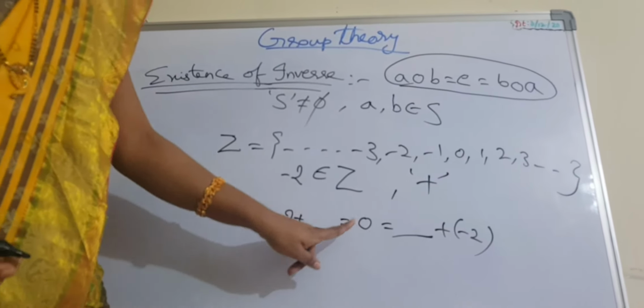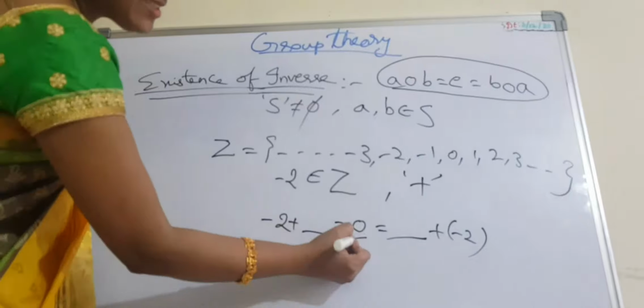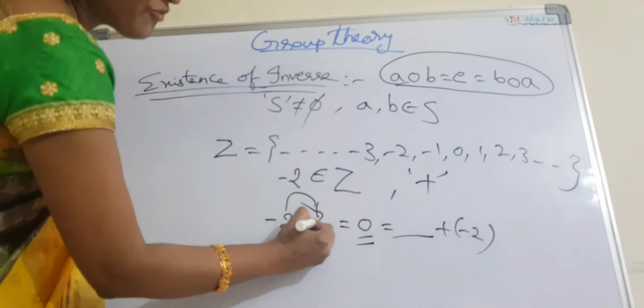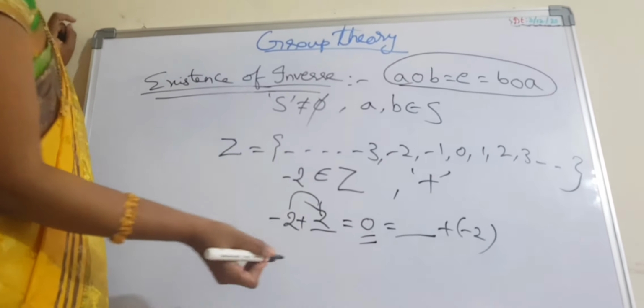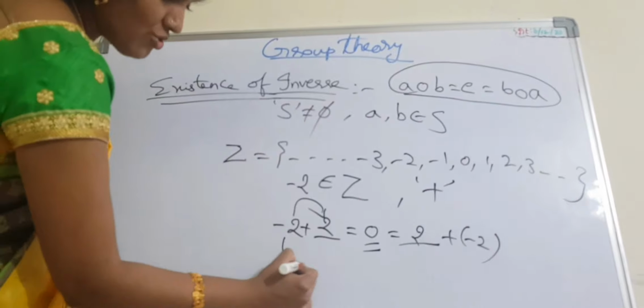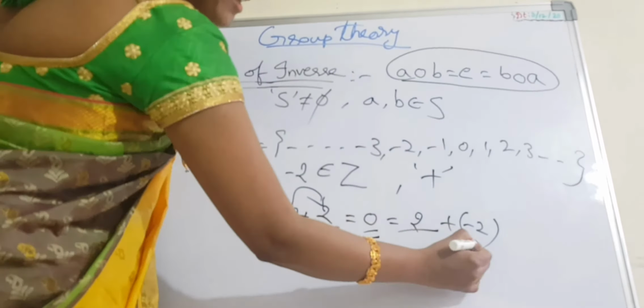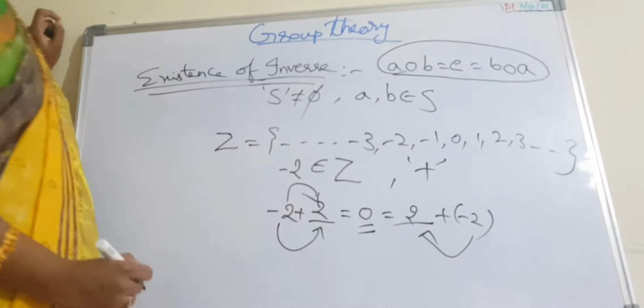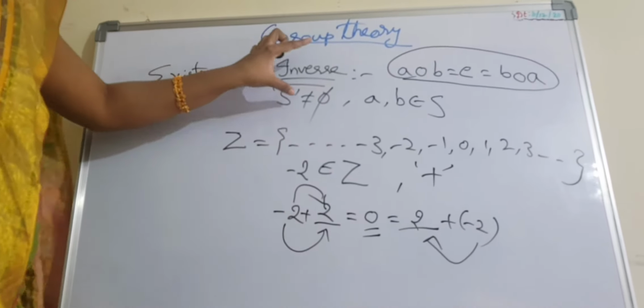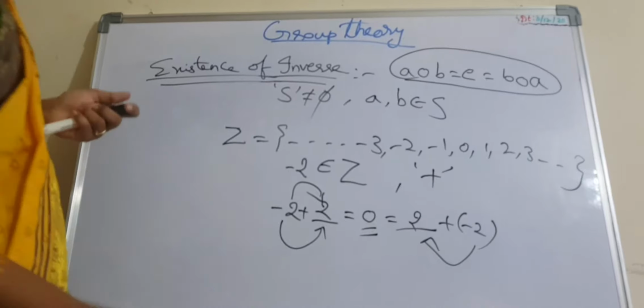Here -2, what is its inverse? When will we get 0? -2 plus 2 is 0. So -2's inverse is 2. What is the inverse of -2? 2. This is the existence of inverse. Next we will see the group.